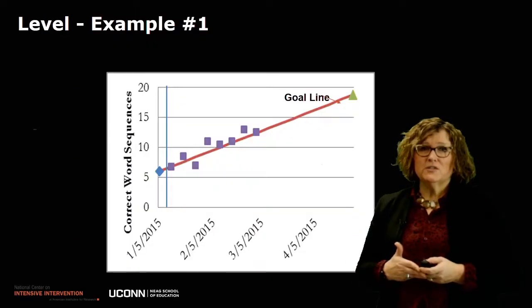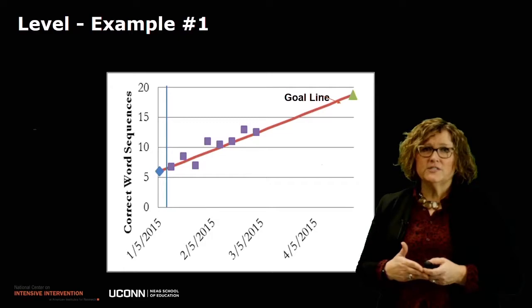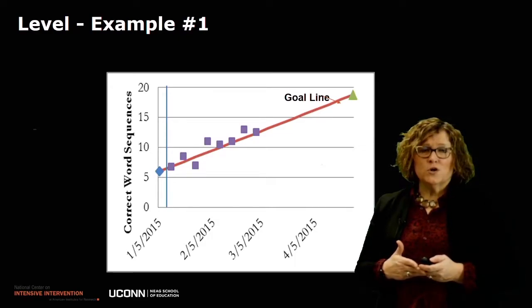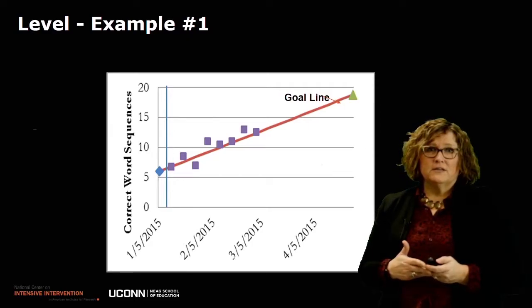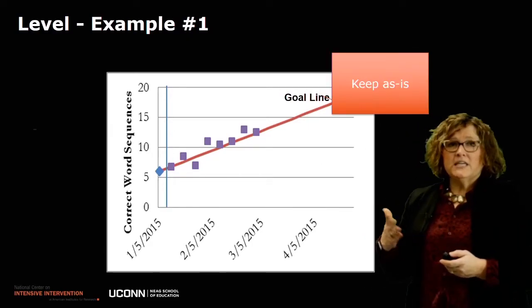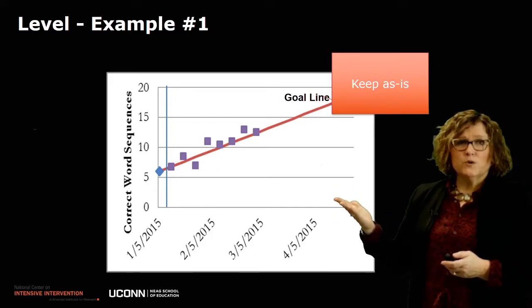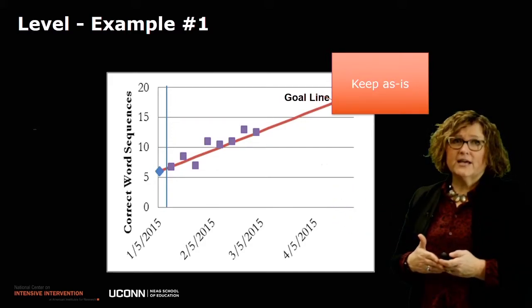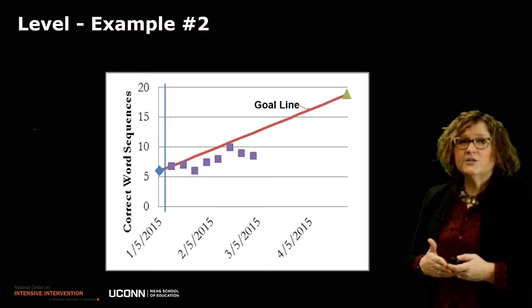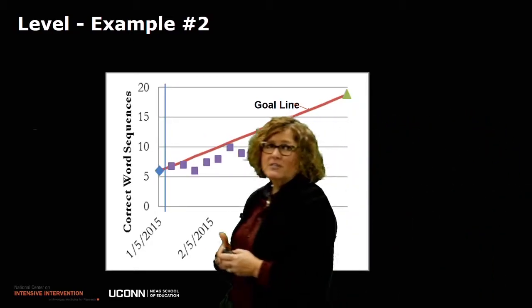Okay, so let's look at this graph again. Okay, look at those data points. And what would be your decision? Good. Keep as is. Most points are on or near the goal line, so we would likely keep instruction as is. Here's another example. Look at those data points again.